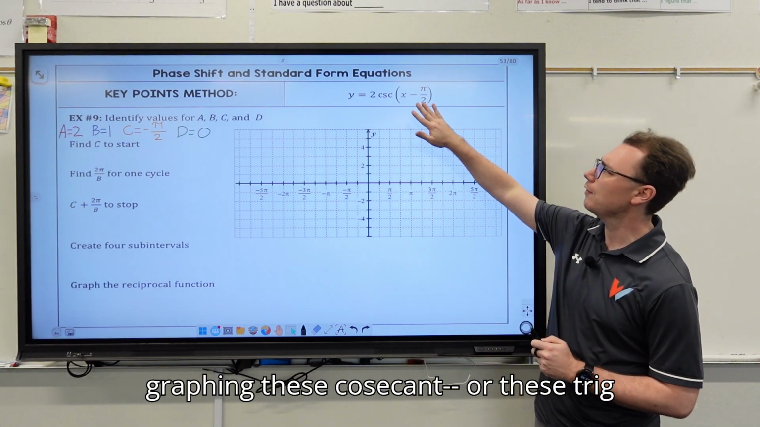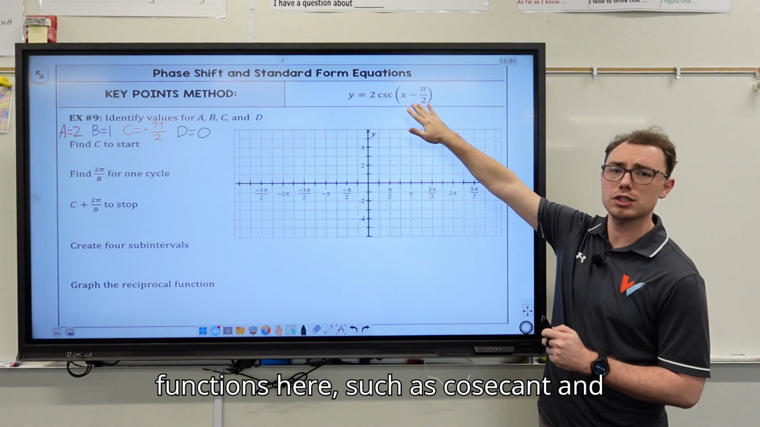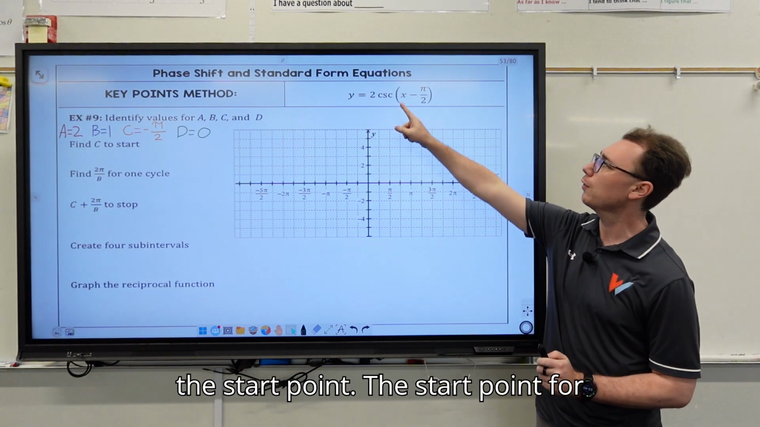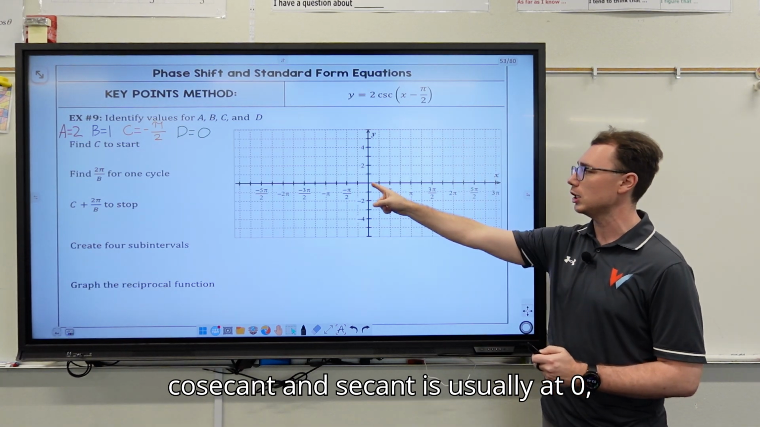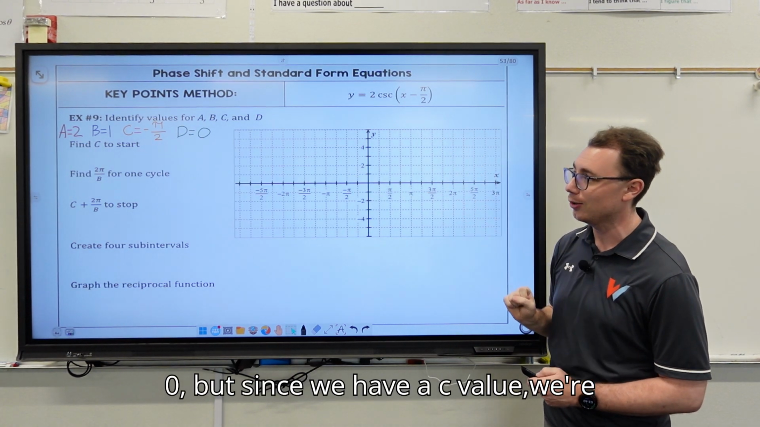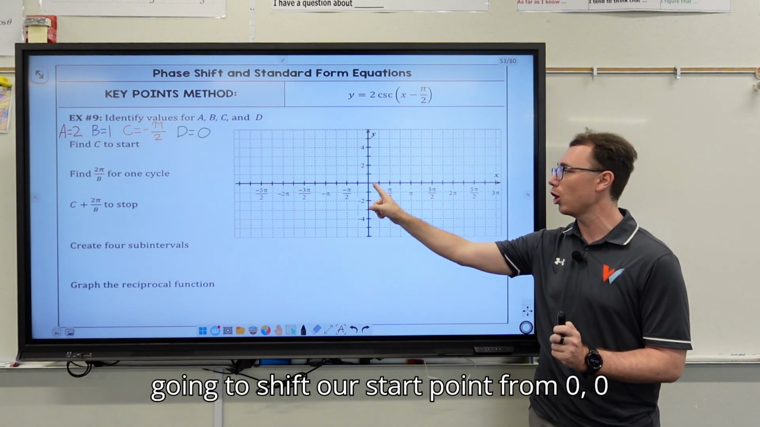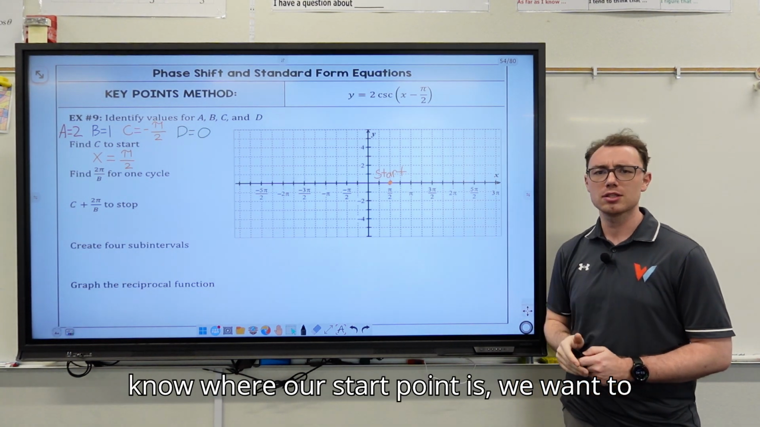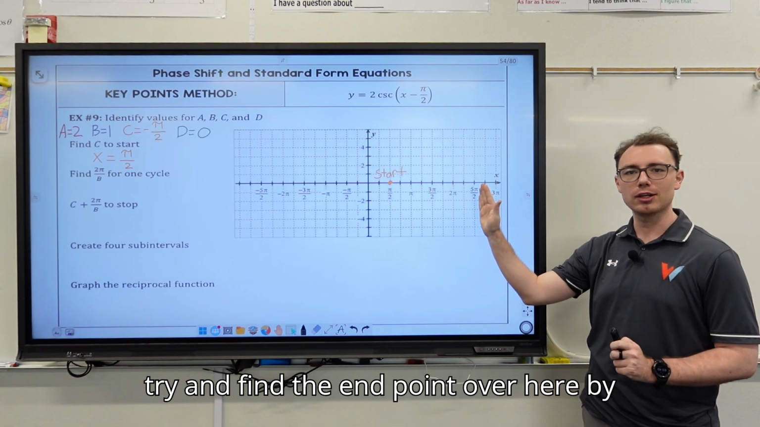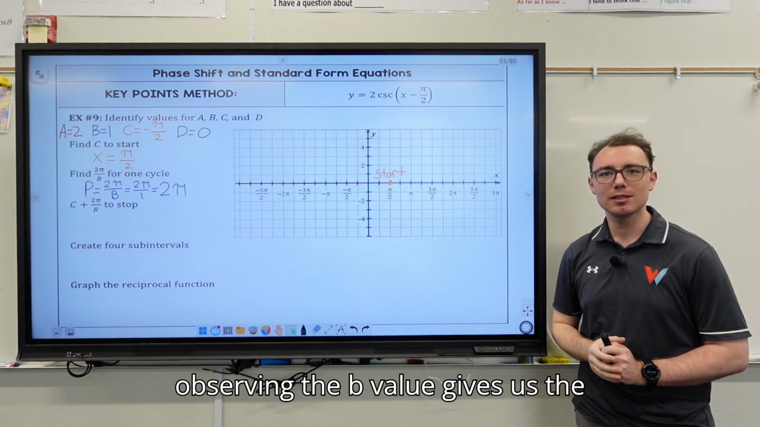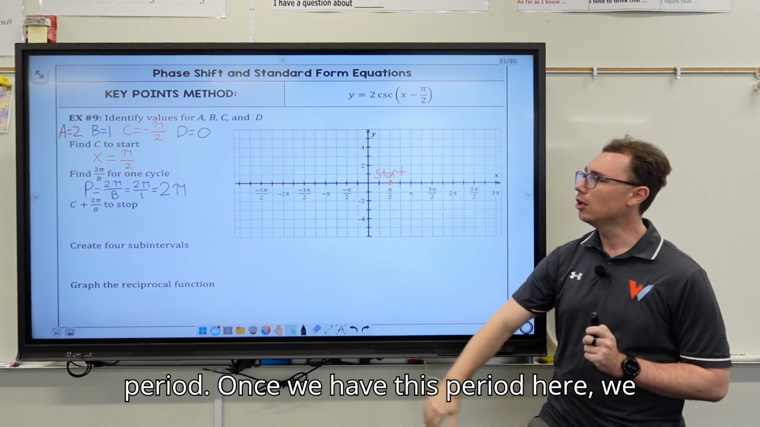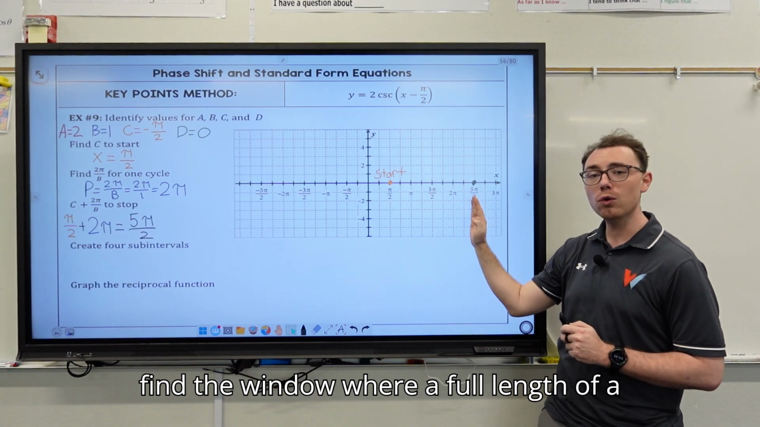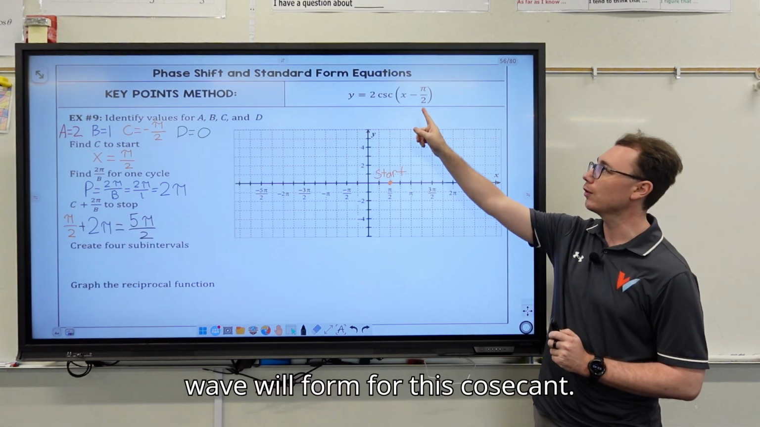Our next step in graphing these trig functions, such as cosecant and secant, is to first find what's called the start point. The start point for cosecant and secant is usually at 0, 0, but since we have a c value, we're going to shift our start point from 0, 0 over to pi over 2. Now that we know where our start point is, we want to find the end point over here by observing the b value gives us the period. Once we have this period, we can add our period to our start point to find the window where a full length of a wave will form for this cosecant.